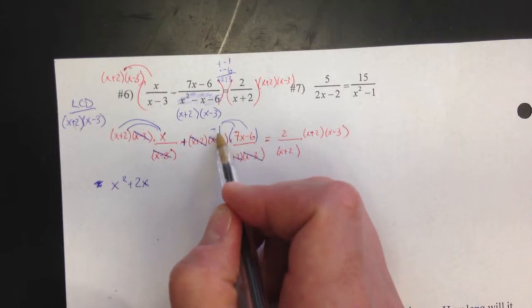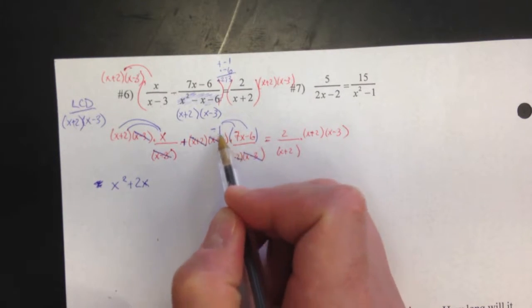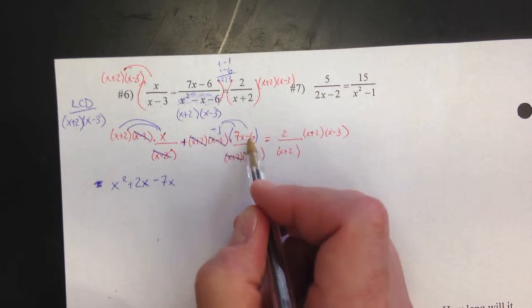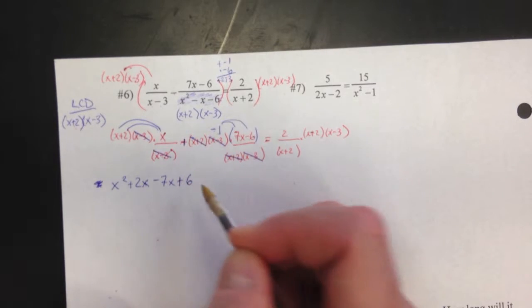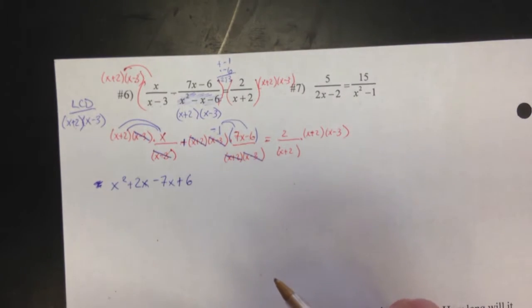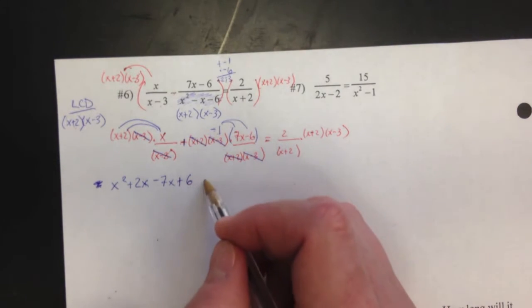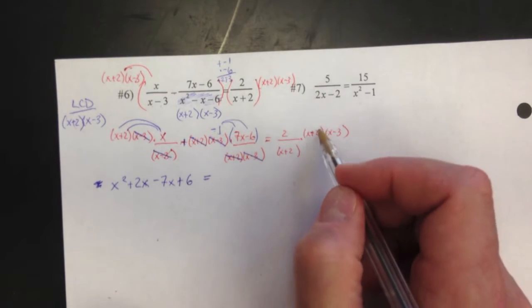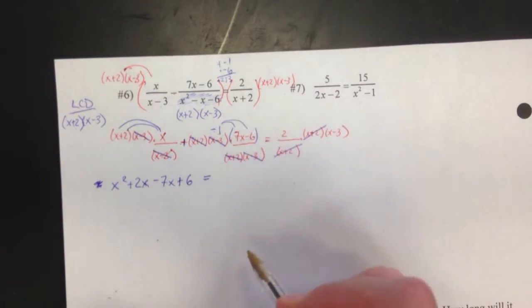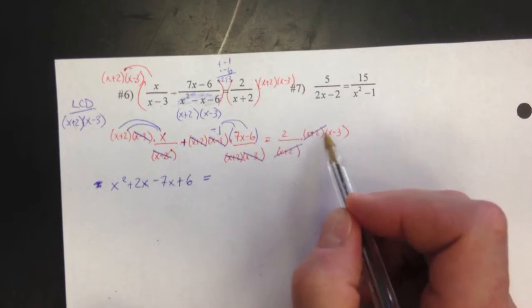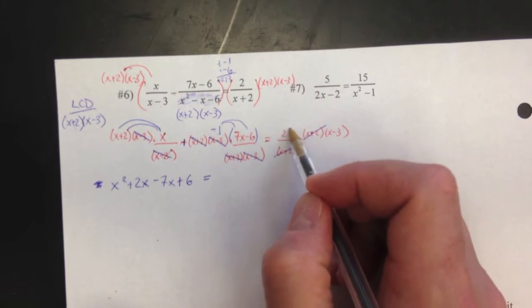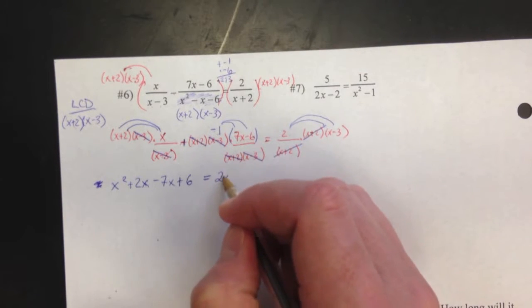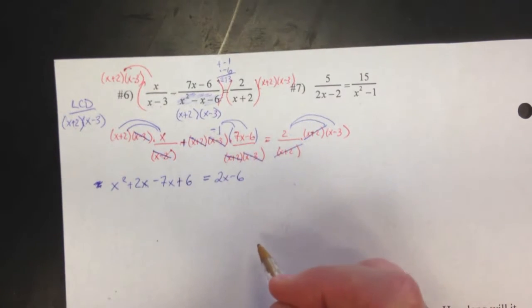Distribute the negative 1 so it changes the signs inside. That becomes minus 7x. Negative times negative becomes positive 6. So there's the left side, equals the right side of the equation. We can reduce the x plus 2's. All you get is 2 times x minus 3. I'm going to distribute the 2, so that becomes 2x minus 6.